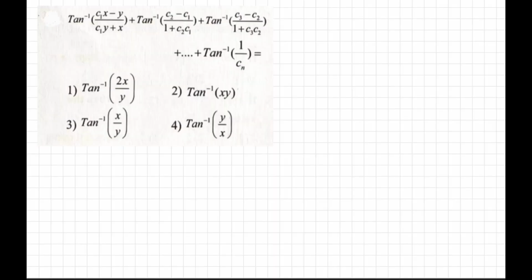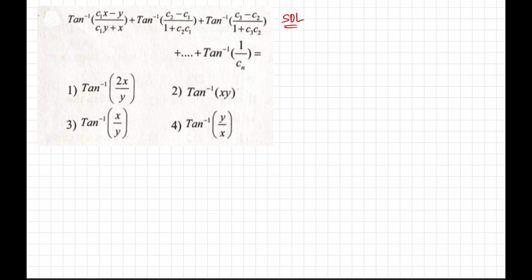In this question, we have tan inverse (C1x − y)/(C1y + x) plus tan inverse (C2 − C1)/(1 + C2C1) plus tan inverse (C3 − C2)/(1 + C3C2) and so on. और last term है हमारा tan inverse 1 by Cn. So let us begin with the solution.